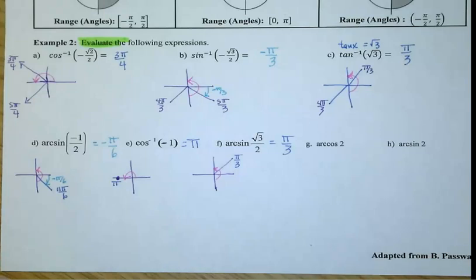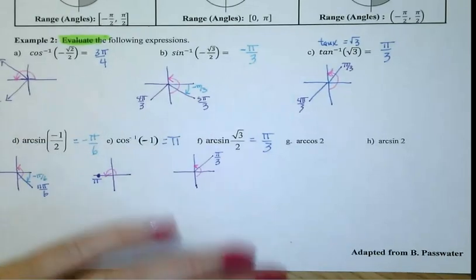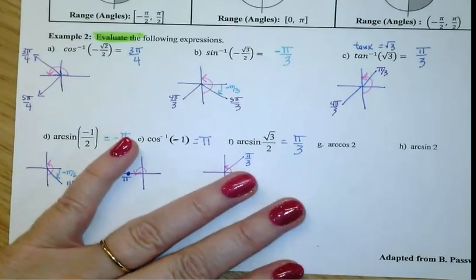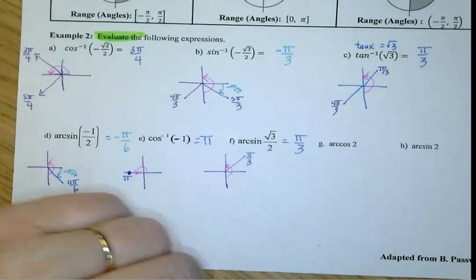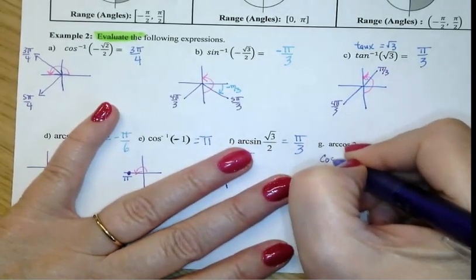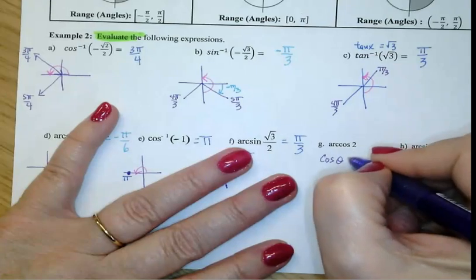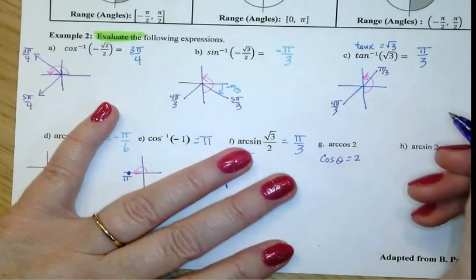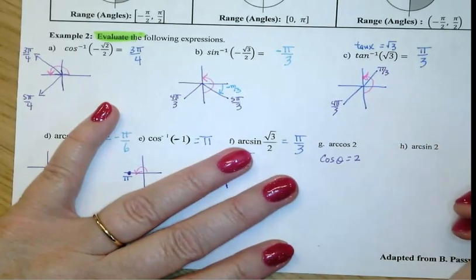Okay, so now let's look at arccosine and talk about that. Remember that when we say arccosine, what this means is we have some cosine value, some angle that has a cosine value equal to 2 within the restriction.